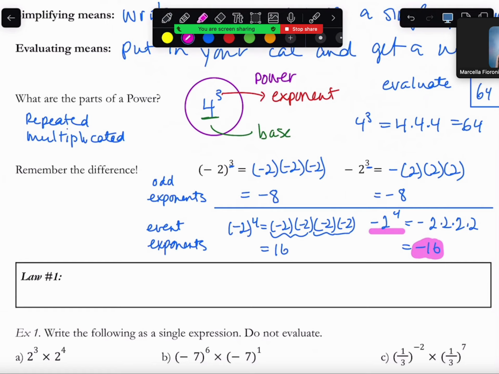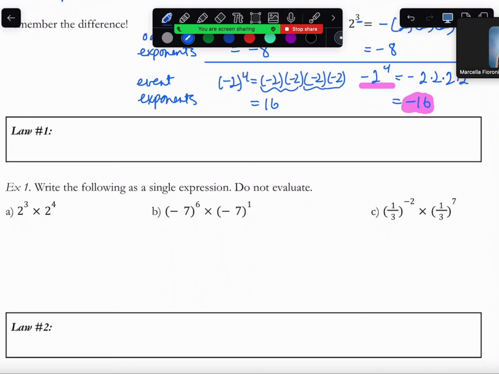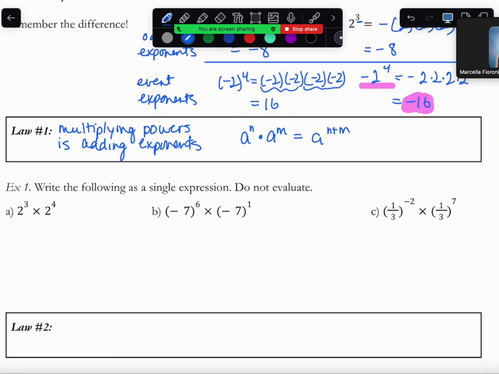The first law, which you would have learned back in grade 9, it's a long time ago, so let's review it, is the following. Multiplying powers is adding exponents. Or in other words, if I have a base, let's call it a to the power of n times a to the power of m, the way we simplify it is we add their exponents together, and I'll explain why. Let's look at this first one.